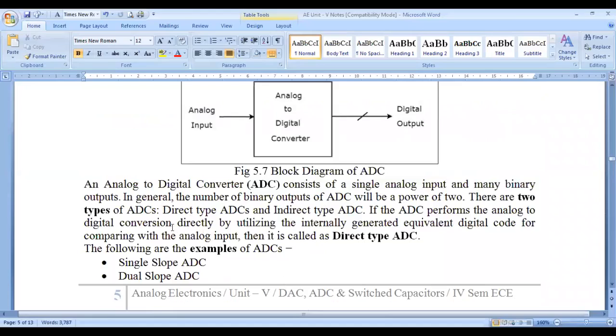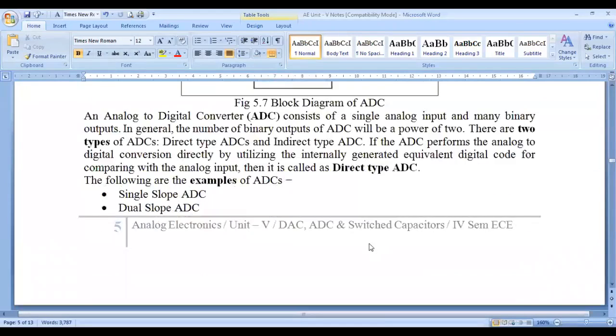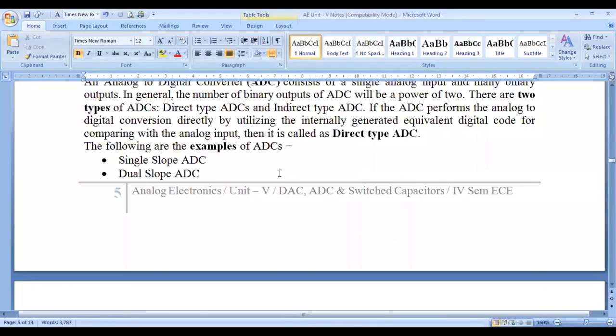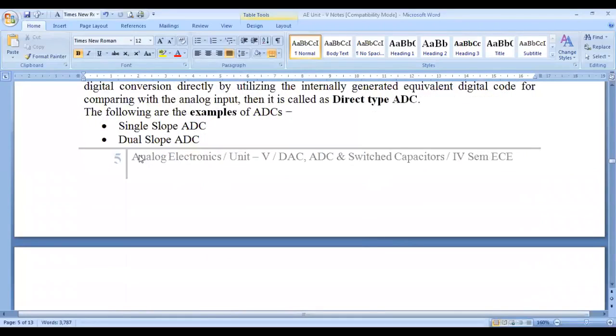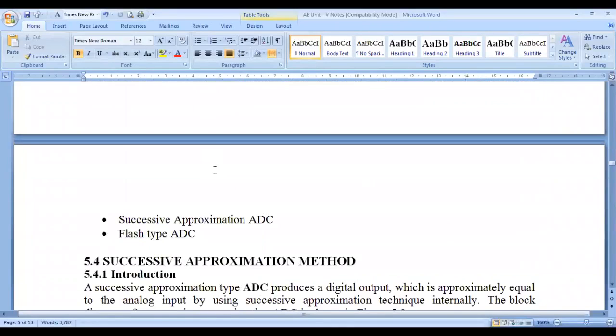There are two types of ADC available. The first one is direct ADC, the second one is indirect ADC. Direct ADC means the ADC performs the conversion directly by comparing the internally generated equivalent digital code with the analog input. There are four types of ADC available, but generally three are important: dual slope ADC, single slope ADC, successive approximation ADC, and flash type ADC.